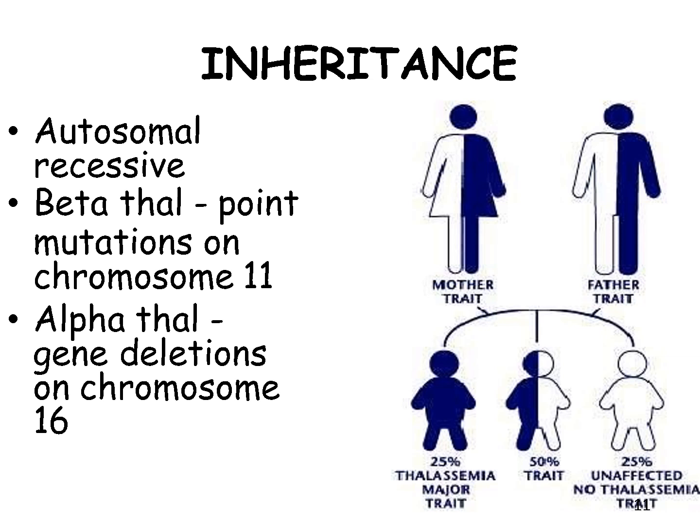This slide shows the inheritance of thalassemia. The mode of inheritance is autosomal recessive. In beta thalassemia, there is a point mutation on chromosome 11. In alpha thalassemia, there are gene deletions on chromosome 16.